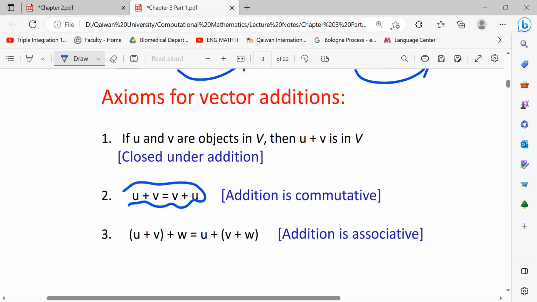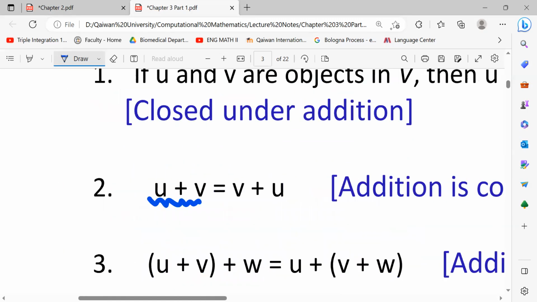And it must be commutative with addition. Okay? If we have two vectors u and v, u plus v must equal v plus u. You must know all these conditions.